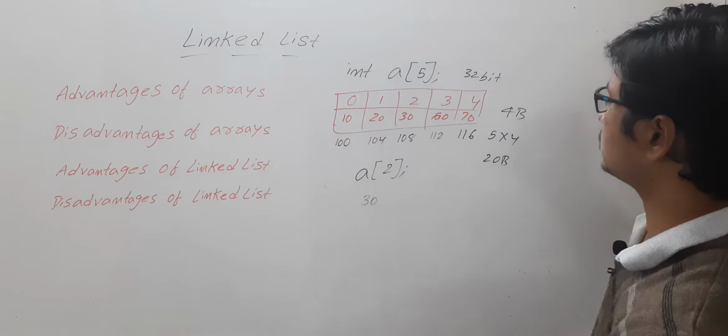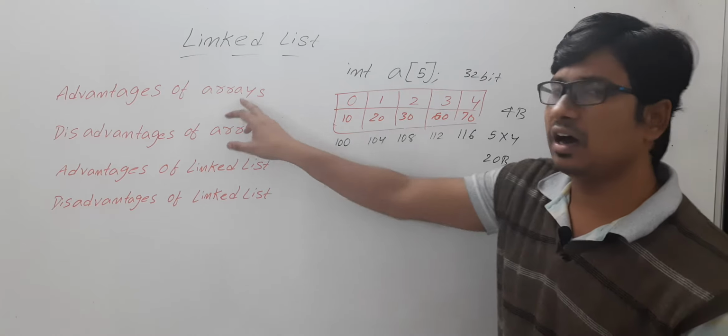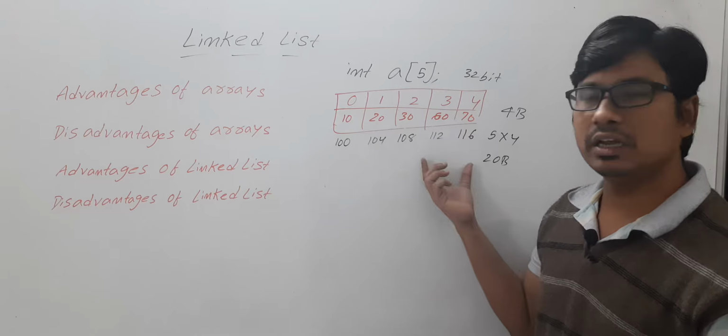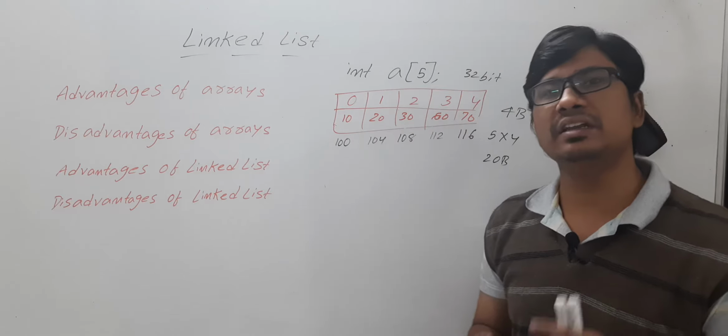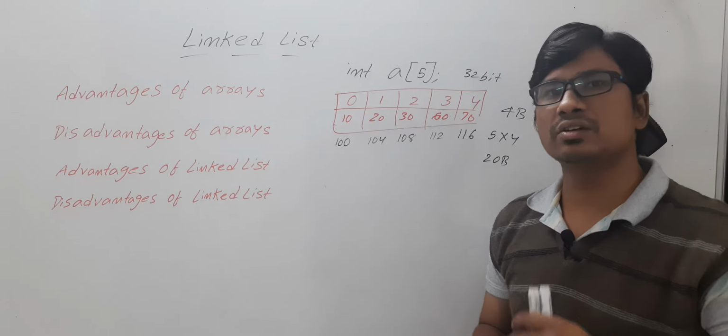Are you able to understand? So the advantage of arrays is that they are in contiguous locations. Is it clear? It means all the elements will be in contiguous memory locations and you can access any element randomly. Is it clear? Now let me discuss the drawbacks of the arrays.